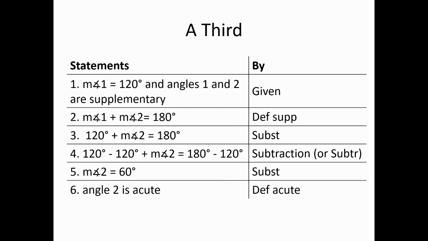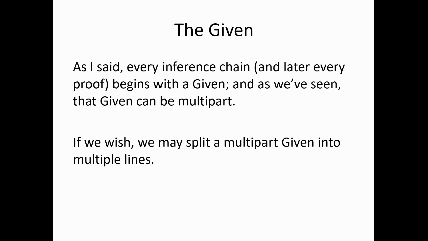Because line number 5 tells us that the measure of angle 2 is 60 degrees, and we know by the definition of acute that such an angle as that is acute. So line number 6 follows by the definition of acute.